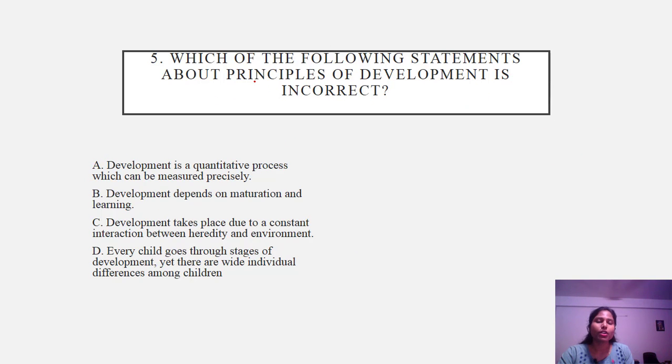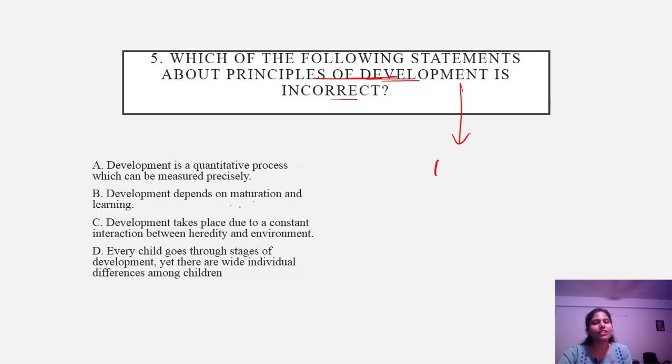The fifth question is, which of the following statements about the principles of development is incorrect? So you need to know about the principles of development and then later you can understand which option is incorrect. Development is a quantitative process which can be measured precisely. Development depends on maturation and learning. Development takes place due to a constant interaction between the heredity and environment. Every child goes through the stages of development, yet there are wide individual differences among the children.